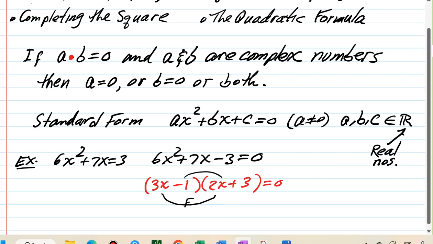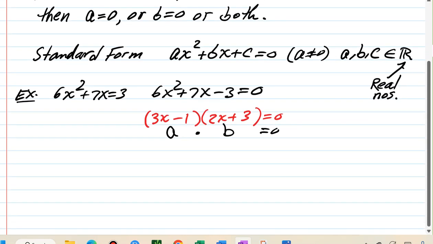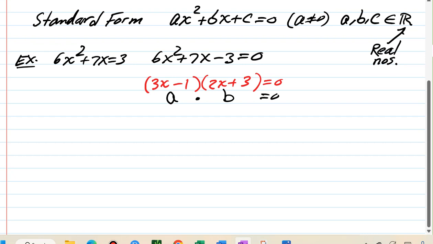So this is going to be the factored form. Now once we have the factored form, we can apply the zero factor property. This is in the form of a times b equals 0. So either the first one or the second factor must be 0. So I can write 3x minus 1 is 0, or 2x plus 3 is 0.